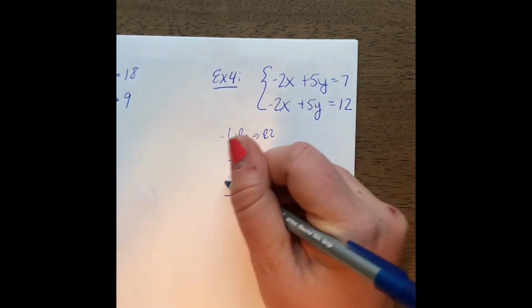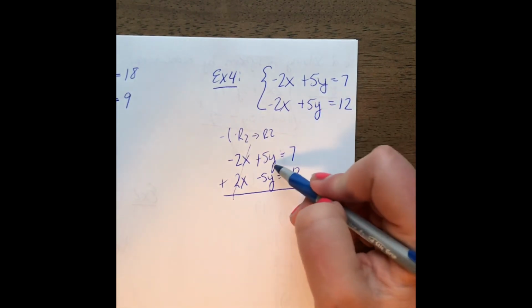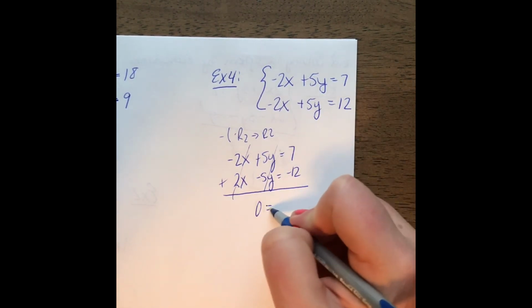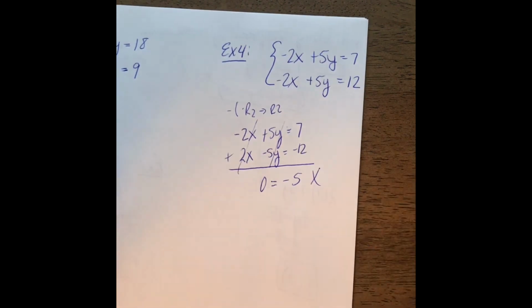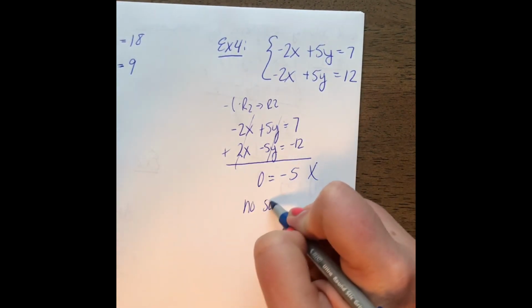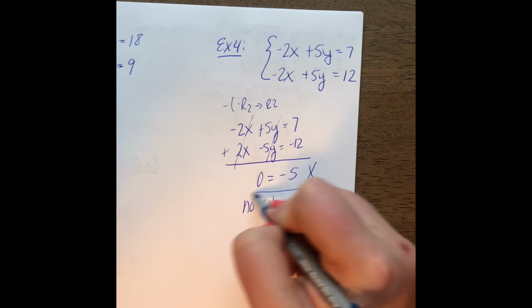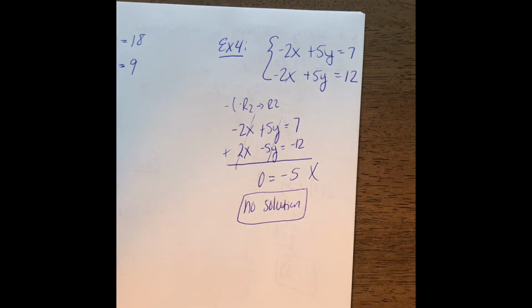This time when I add down, the x is eliminated. Also, the y's are eliminated, so I'm left with 0 is equal to negative 5, which is not a true statement. So this one is no solution. No solution, that means that these two lines are parallel.